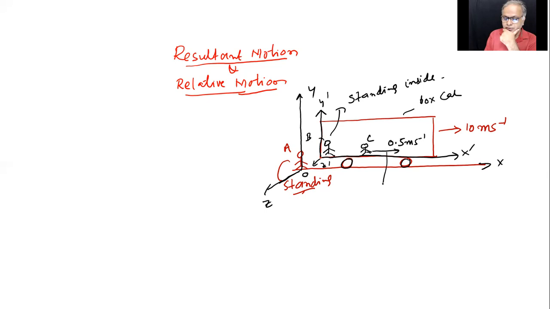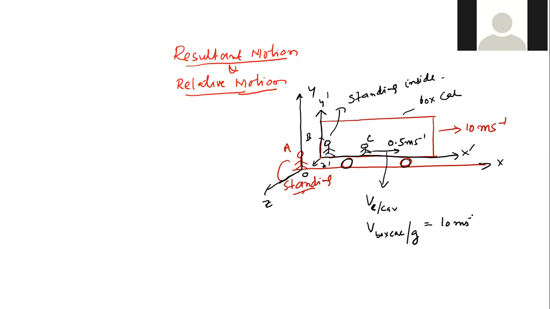This 0.5 is what? Velocity of C relative to the car. Do you follow? Yes, sir. And this is velocity of C I put, right? Okay. Velocity of boxcar with respect to ground is how much? 10 meters per second.